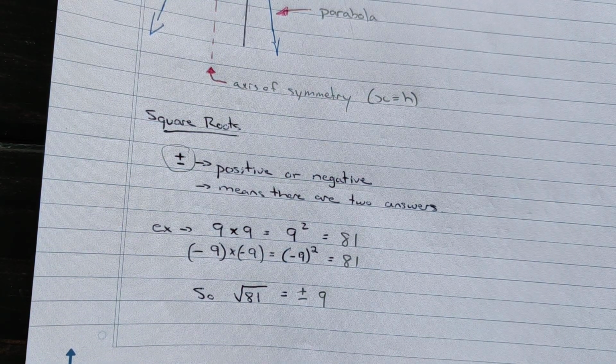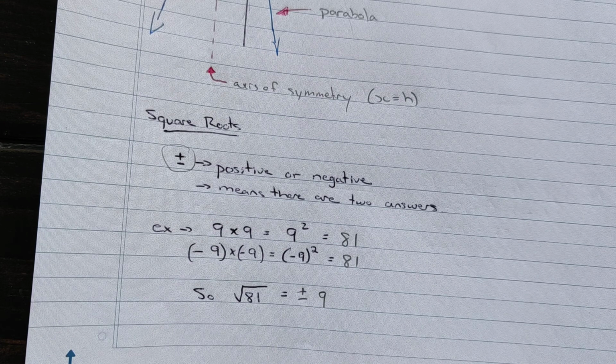There's two answers. It's important to note because as we move forward in this unit, we're going to be using what's called the quadratic equation. We're going to factor those unfactorable equations, and this is going to be a very important concept as it's included in that equation.